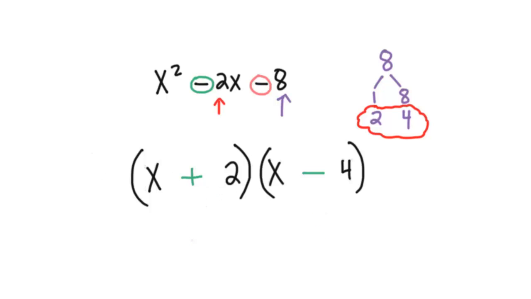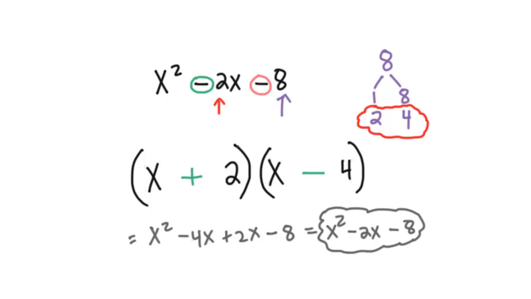Okay, now we're ready to check our answer. Using the FOIL method, we'll do x times x will give us the x squared. Then x times the negative 4 will give us the negative 4x. And then the positive 2 times the x will give us a positive 2x. And the positive 2 times the negative 4 gives us the negative 8. And that reduces to x squared, the minus 4x plus the 2x gives us the minus 2x, and you have the minus 8 there. And this trinomial matches exactly with the original that we started off with. So we're done and we're happy.